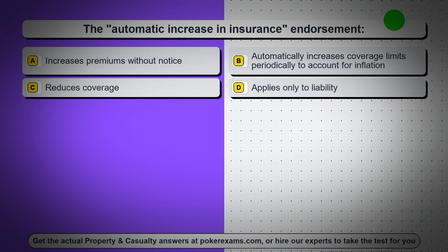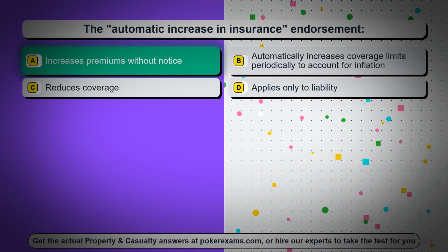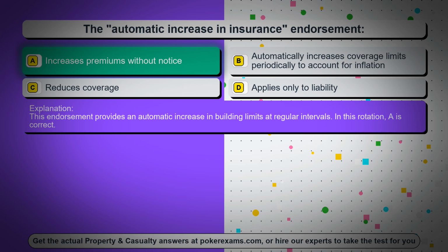Question 2. The automatic increase in insurance endorsement: Option A, increases premiums without notice. Option B, automatically increases coverage limits periodically to account for inflation. Option C, reduces coverage. Option D, applies only to liability. The correct answer is Option A, increases premiums without notice. This endorsement provides an automatic increase in building limits at regular intervals. In this rotation, A is correct.